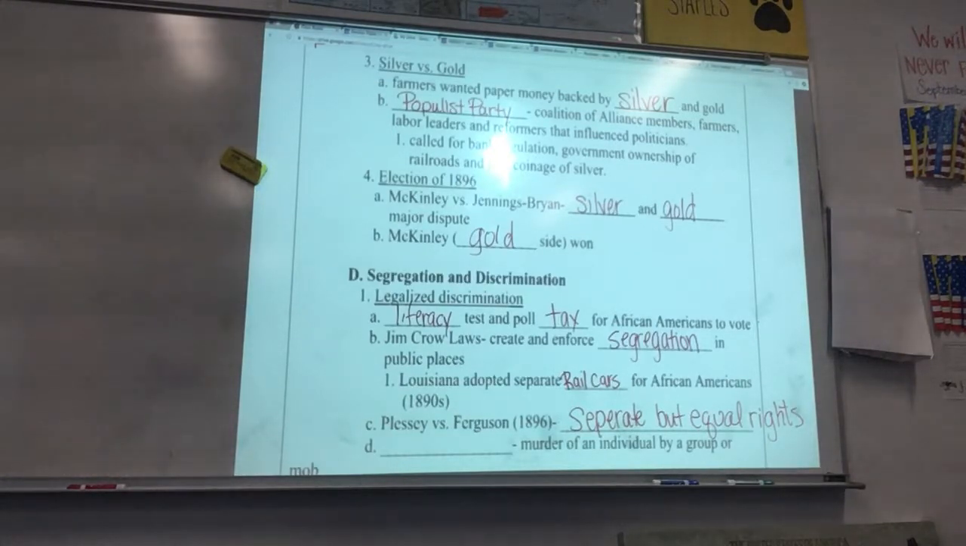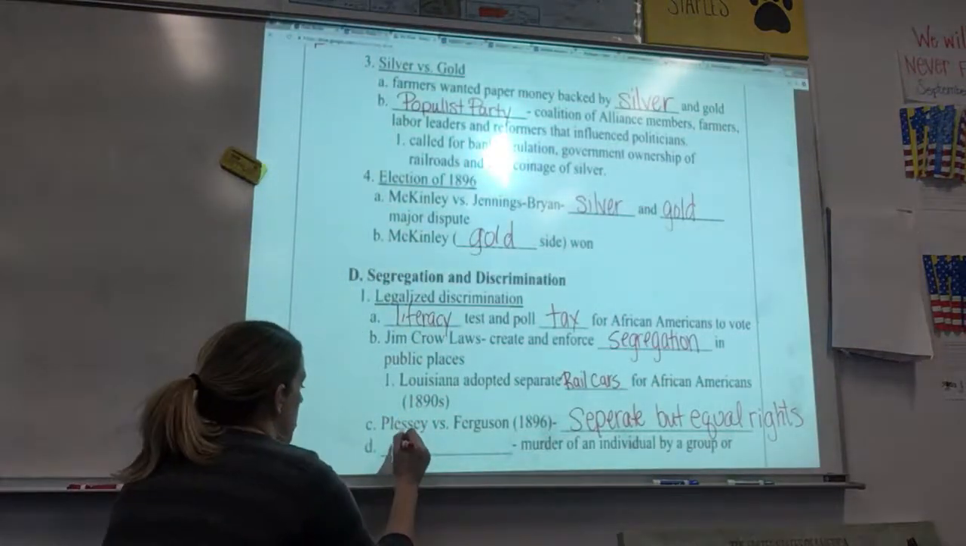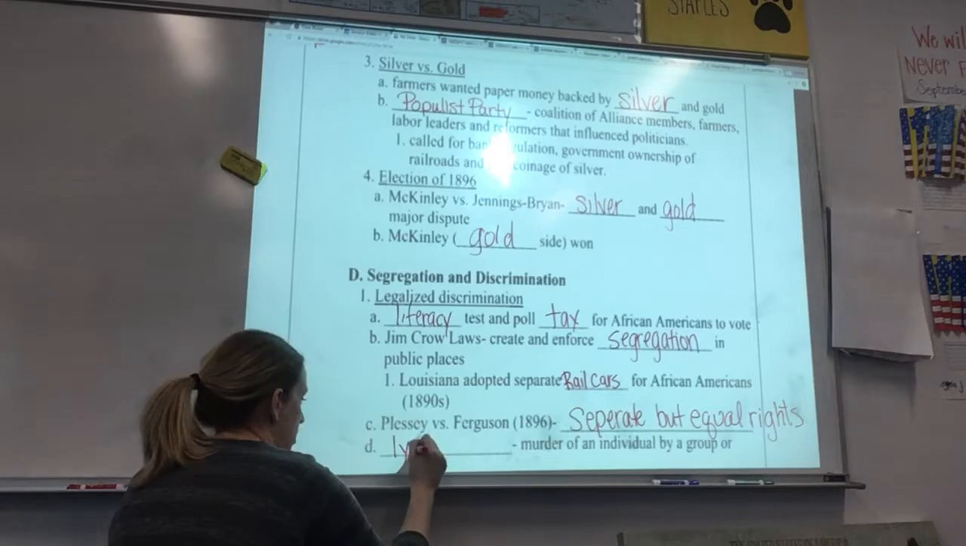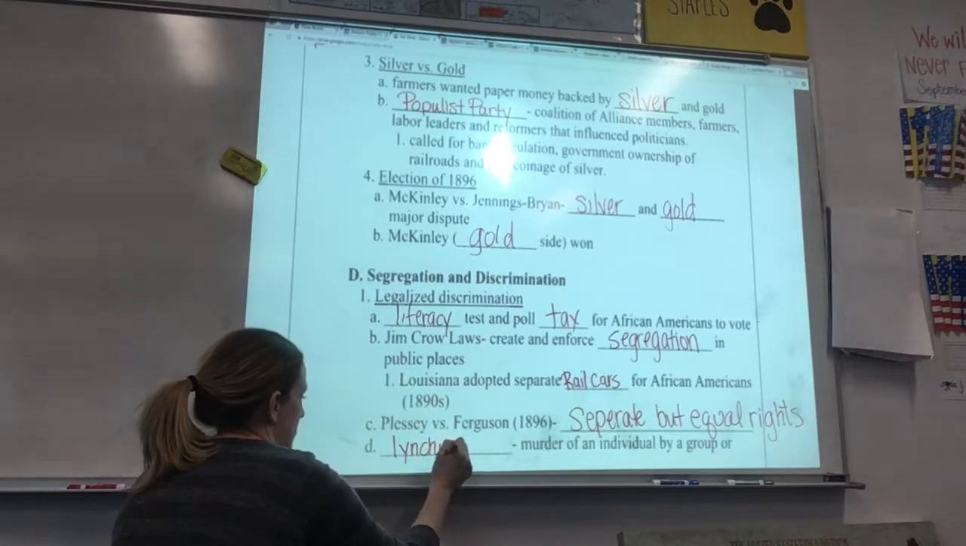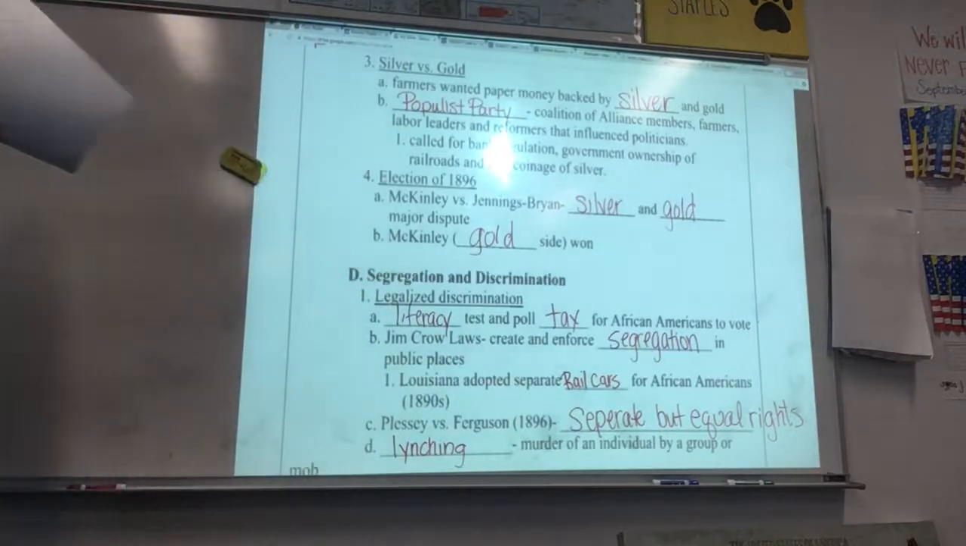Okay, and the final one, this is one of your vocab words that you did on Wednesday. Lynching: murder of an individual by a group or mob. I have to look up how to spell it every single time. Some of them were hanged on trees, things like that.